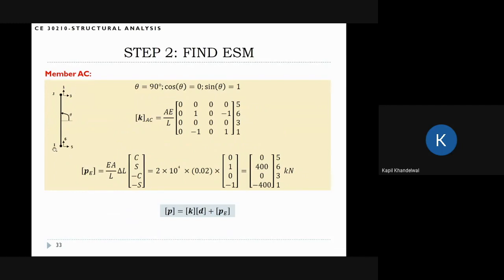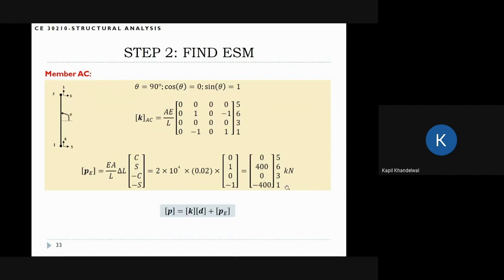And this is the last member for this structure, member AC. So the I node is here and the J node is on the top. And theta is 90 degrees. The ordering for this should be UI, VI, UJ, VJ. So 5, 6, 3, 1 is the ordering of the degrees of freedom. And for this member, there is a fabrication error. So we have to include the fabrication error term here. And delta L here is positive because this member was made too long. Make sure that the sign is done correctly here.